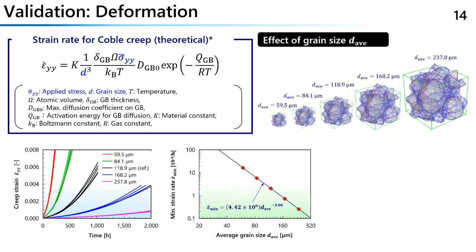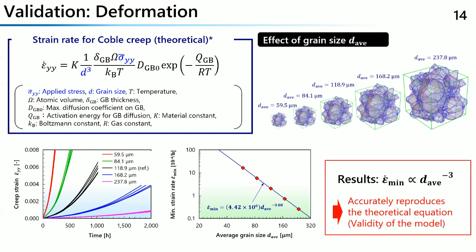And the second example is the effect of the grain size, average grain size. So similarly, we performed systematic simulations with RVEs having various average grain size, and we got these results. As we can see, the minimum strain rate was proportional to the inverse of cube of average grain size, which is also perfectly coincident with theoretical formula. That is a validation for the deformation model.